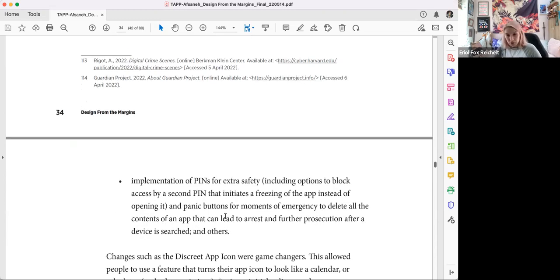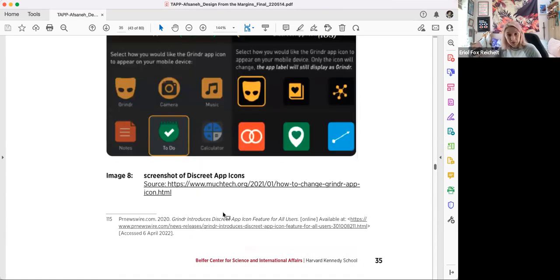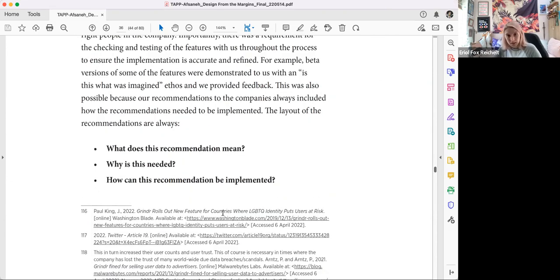But yeah, it was interesting to just see some examples being focused on there. The examples are fantastic. I think this set of questions is really great. It felt like a very practical set of questions about, when you're considering a decentered use case, what does this recommendation mean? Why is this needed? And how can this recommendation be implemented? Very practical questions that, if you're trying to actually do technology development, are important to ask.